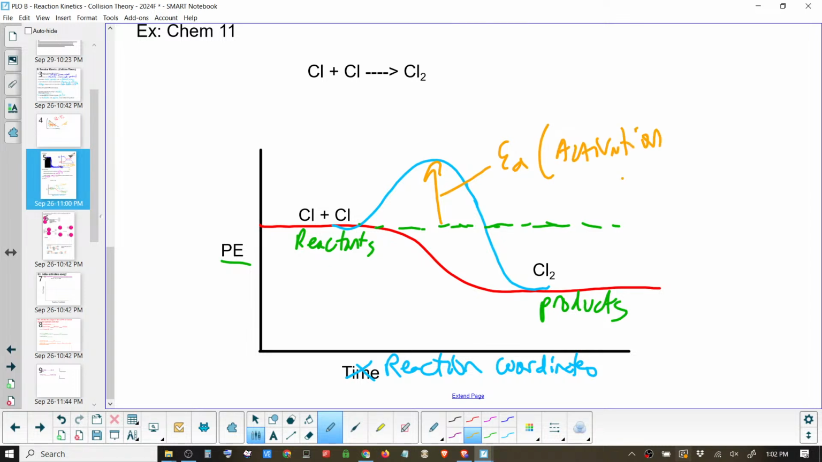Is that right? The hump? Yeah, it is. So the only thing I want to say is the red, old, and it's just missing the activation energy.